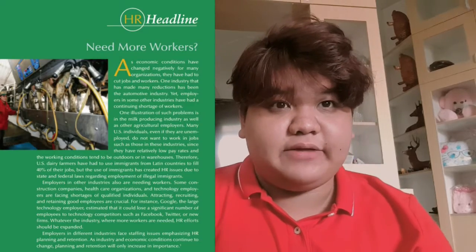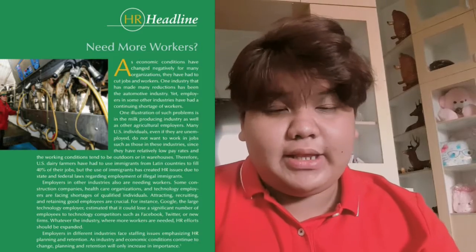So there is a headline in the book Human Resource Management by Robert L. Mathis and John H. on page 145. The lesson that I get from reading the HR headline is that it is very important to attracting, recruiting, and retaining good employees. HR planning and retention help to get a qualified employee and retain the employee to achieve the organizational objective. And not only that, this is also done to increase productivity and so on.